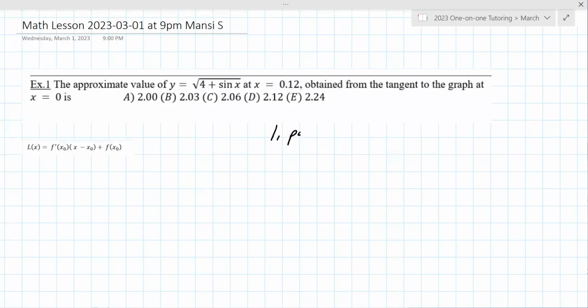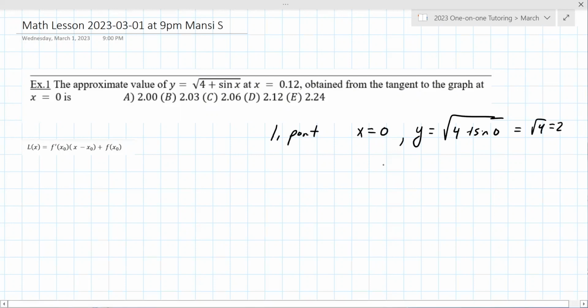Okay, so your point comes from putting x equals 0 into the function. So the square root of 4 plus sine of 0, which ends up being the square root of 4, which is 2. So you got your point. That's your x0, and that's your y0 for the formula there, or f of x0, I guess is the way they're doing it. Is that okay?